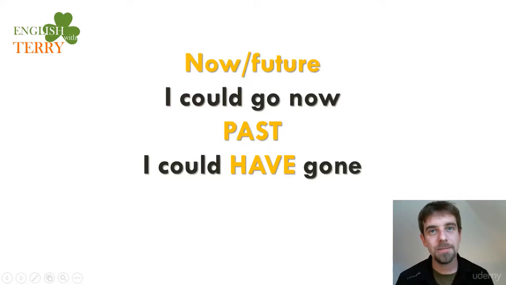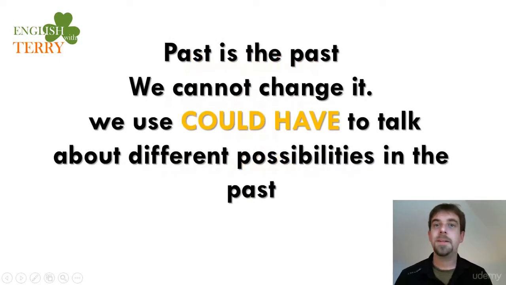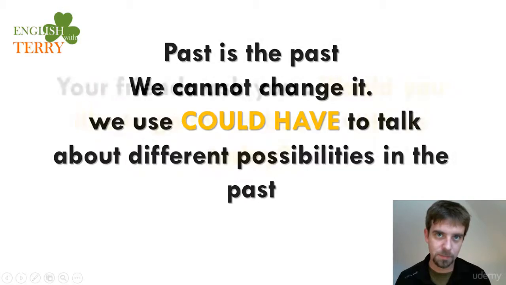Now, after have, you need the verb in the correct past participle, not the normal verb. But have is the magic word. The past is the past. We cannot change it. We use could have to talk about, imagine different possibilities in the past.